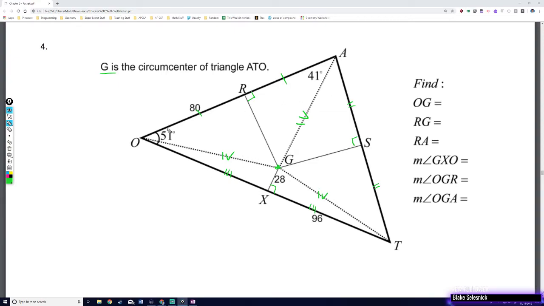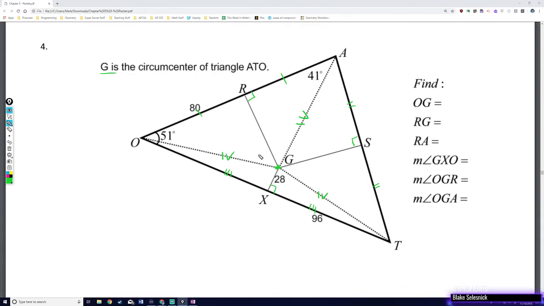And a super obvious one would be, of course, down here, right? This is clearly not bisected. The whole thing is 51, but it's clearly not being split. Like, I'm not splitting that into 25.5 and 25.5. It does not do that. Okay, so now we're trying to find OG, RG, RA, and some angles. We can go from there.